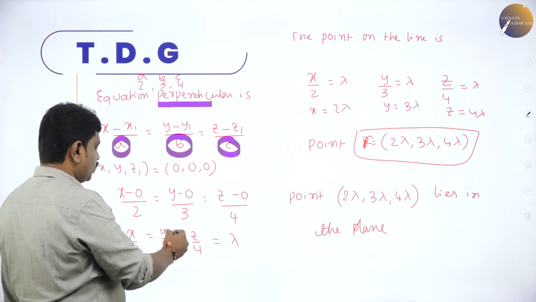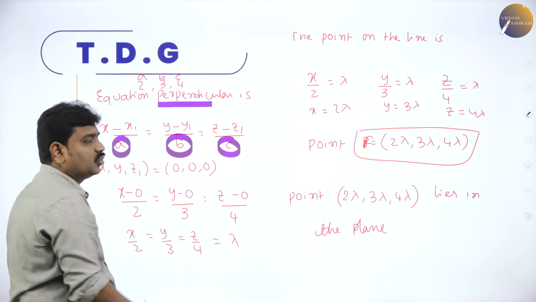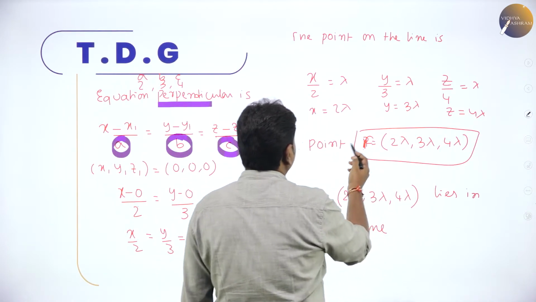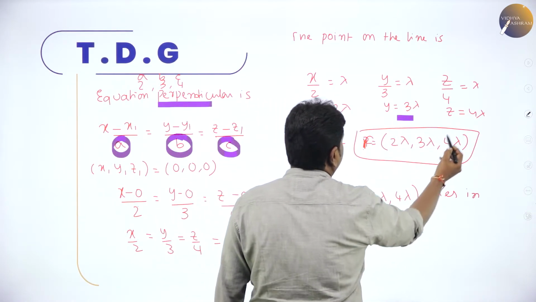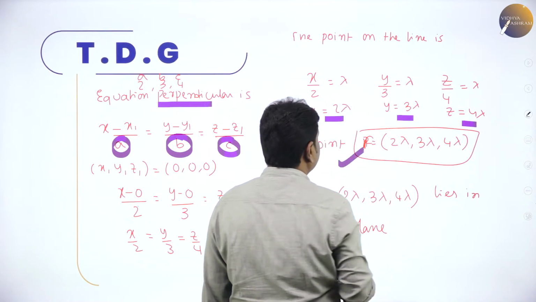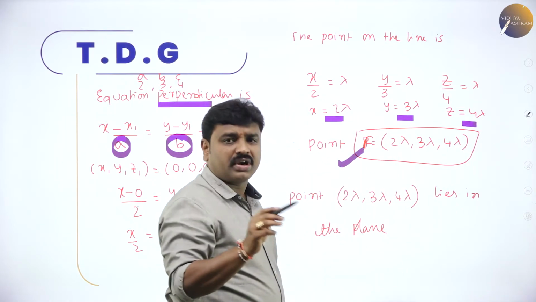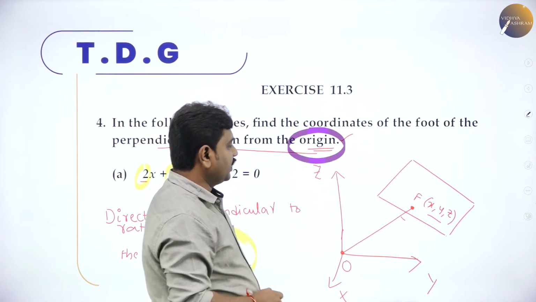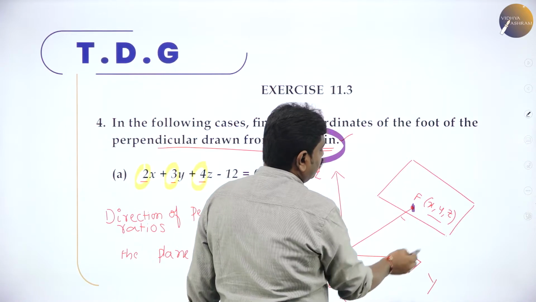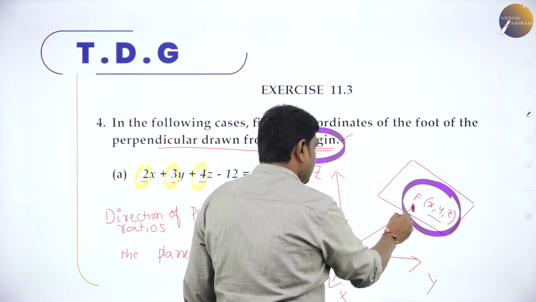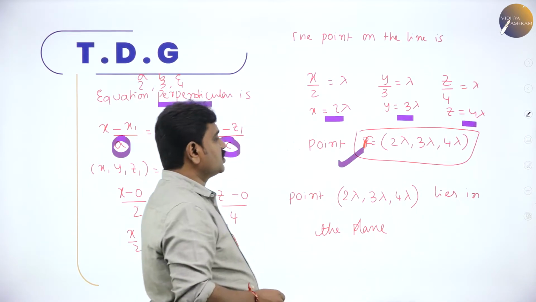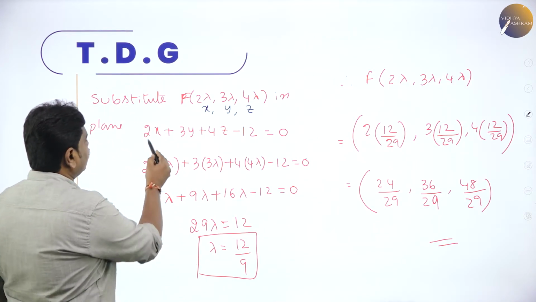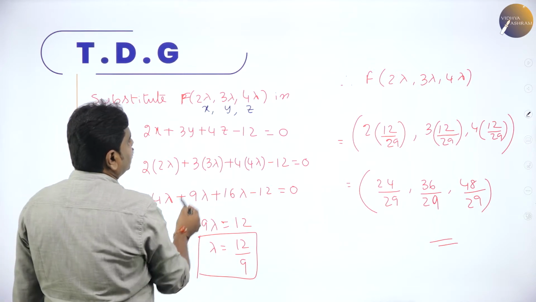Then x by 2, y by 3, z by 4. Equate each value to lambda, and then you get x is 2 lambda, y is 3 lambda, z is 4 lambda. Any point on the line will be in the form 2 lambda, 3 lambda, 4 lambda. And when you see the diagram, the foot of perpendicular lies on the line and it is also on the plane. So substitute 2 lambda, 3 lambda, 4 lambda in the plane equation. What is the plane equation? 2x plus 3y plus 4z minus 12 equal to 0.